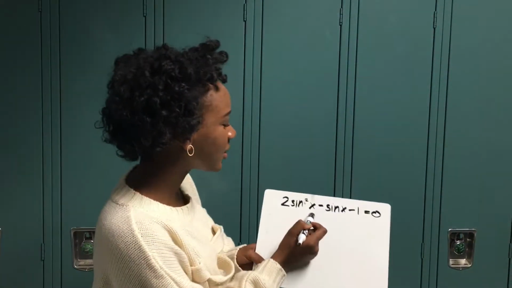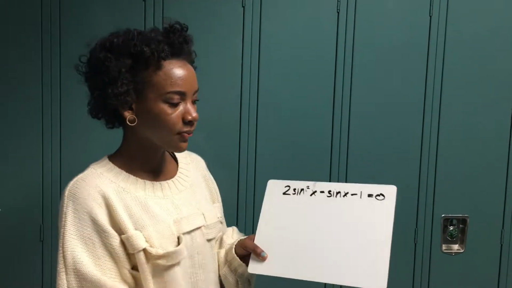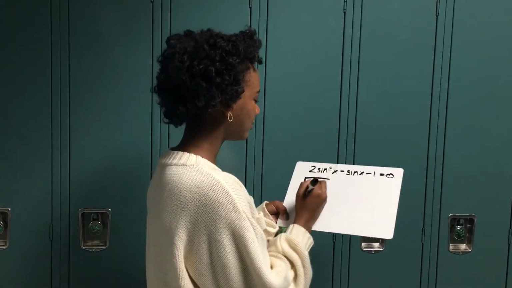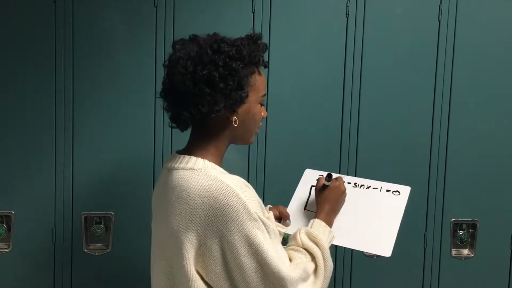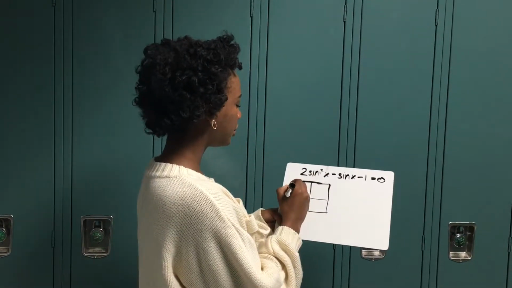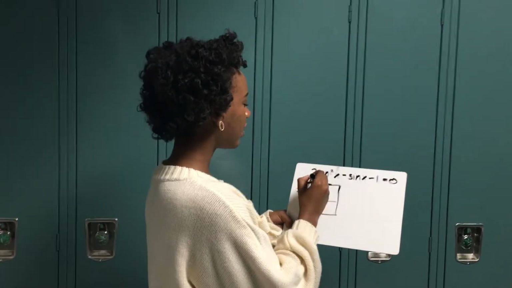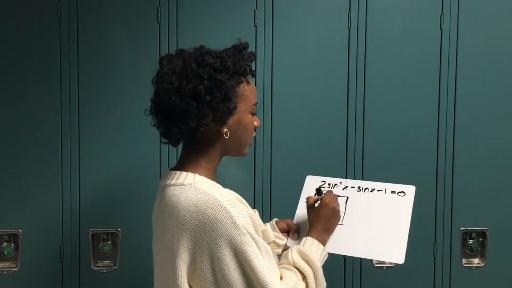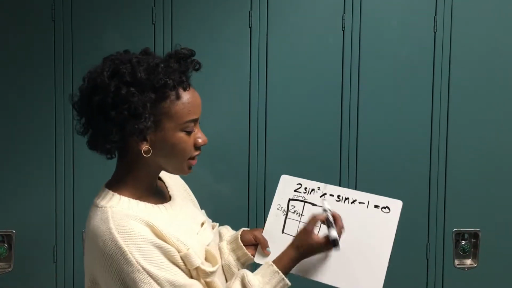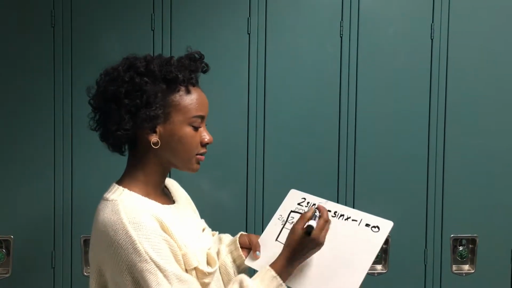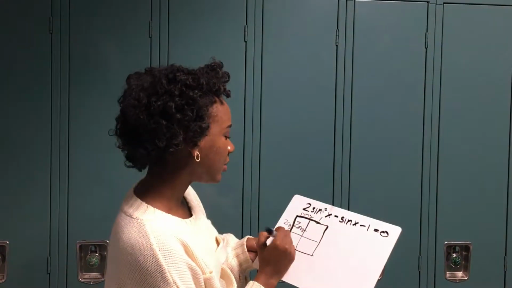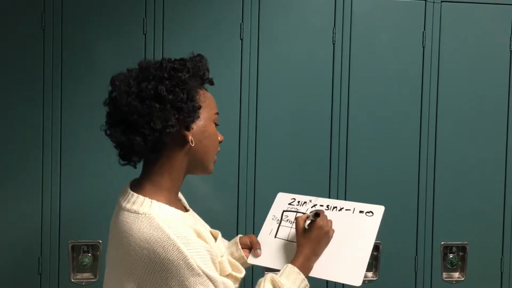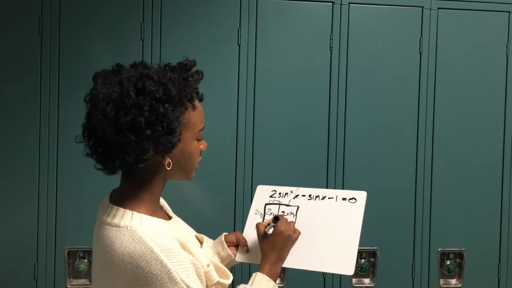The problem is 2 sine squared of x minus sine of x minus 1. And so what we need to do is factor. What I do to factor is make a little table. We have 2 sine of x here, and we also just have sine of x here. So that'll be 2 sine of x squared. And then we are trying to get negative 1 as the constant, so we have 1 and 1. And we know that this is going to be 2 sine of x, and this is going to be just 1 sine of x.